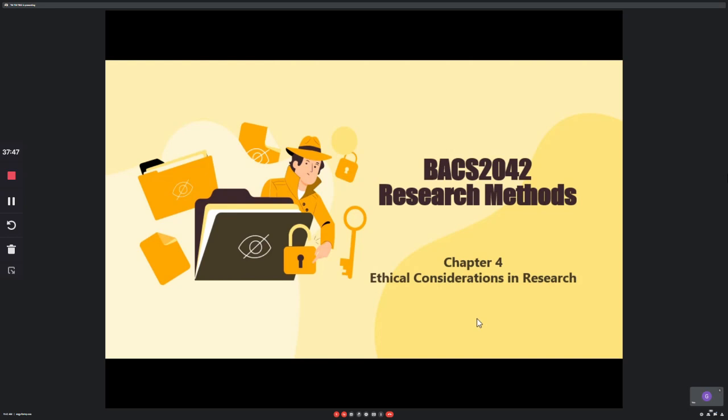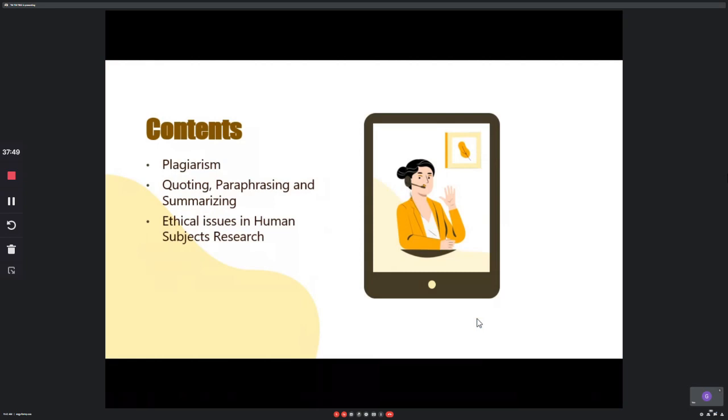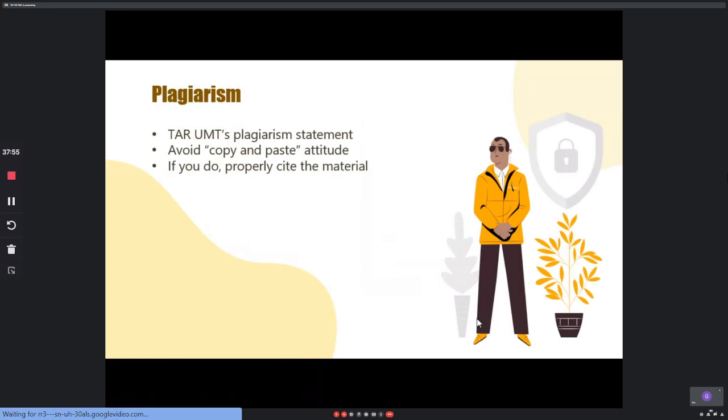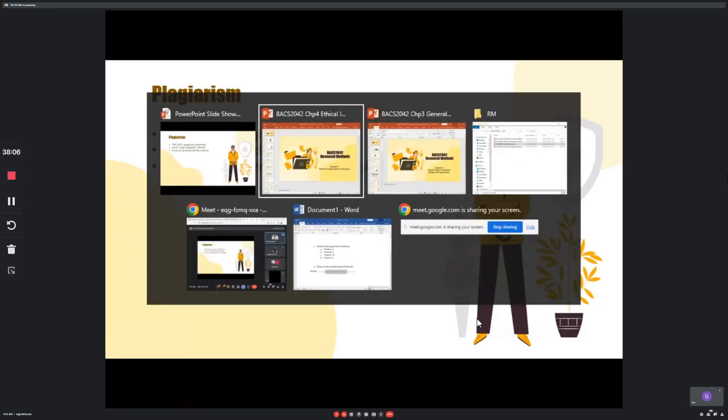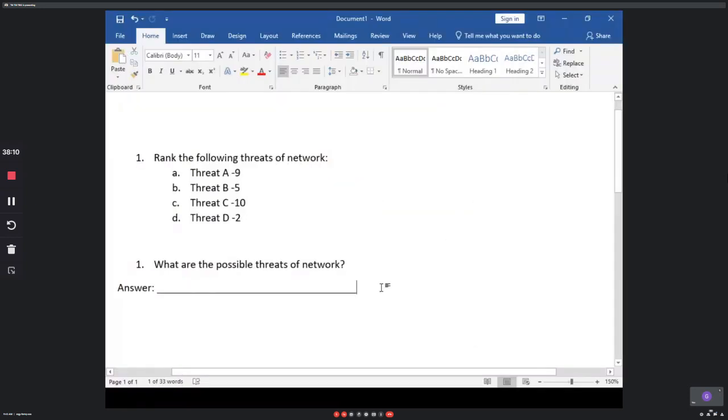Okay, so this is a very serious consideration. If you are involved in research, you better understand very clearly: don't plagiarize, don't copy and paste. It's very serious. If you want to copy and paste, you have to cite. Do you know what it means to cite? What does it mean by citation? Right?